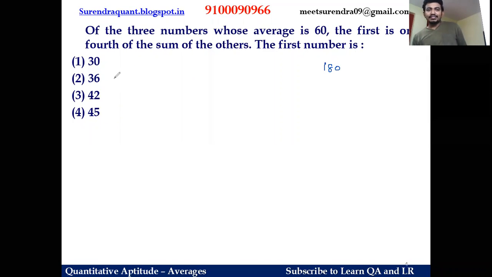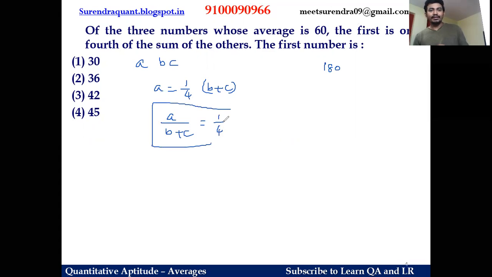Okay. Now let us try to understand the second statement. So the first number A is 1/4 of the sum of the others. Let us take the other numbers as B and C. So A is 1/4 of B plus C. So guys, what is A by B plus C from this discussion? It is 1/4, right? I mean, the A to B plus C ratio is 1:4. That means, if A is 1 part, B plus C is 4 parts. So totally 1 plus 4, 5 parts, right? That 5 parts is A plus B plus C, the sum of all such parts.